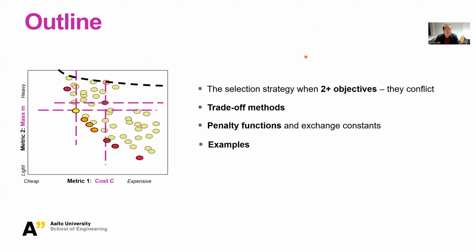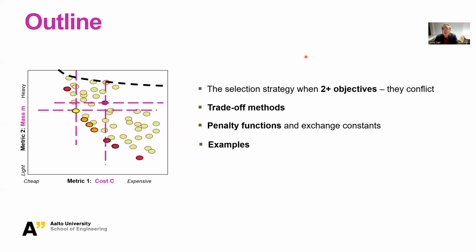So the outline for this small exercise or lecture here is basically the following 4 chapters. First, I'm going to give you a little bit of theory background, or a sort of strategy, when we deal with 2 or more objectives, and why they're conflicting, and what our strategy is to deal with it.